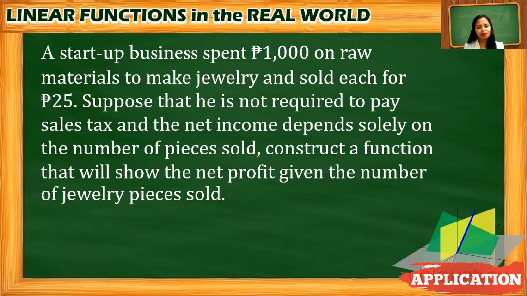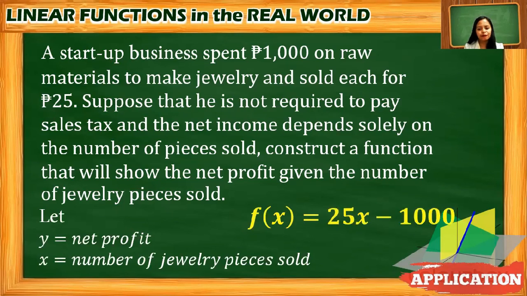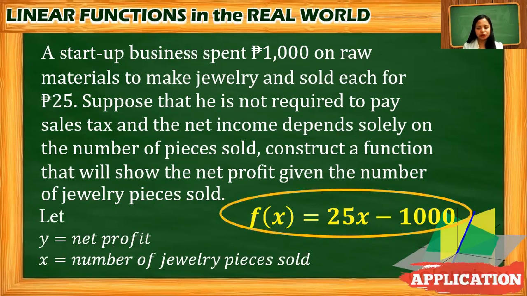Okay, so to solve this problem, we let y is equal to the net profit and x is the number of jewelry pieces sold. So if we are going to construct a function that will show the situation from this problem, we will have f of x is equal to 25x minus 1,000. And that's it. So this will be our function.